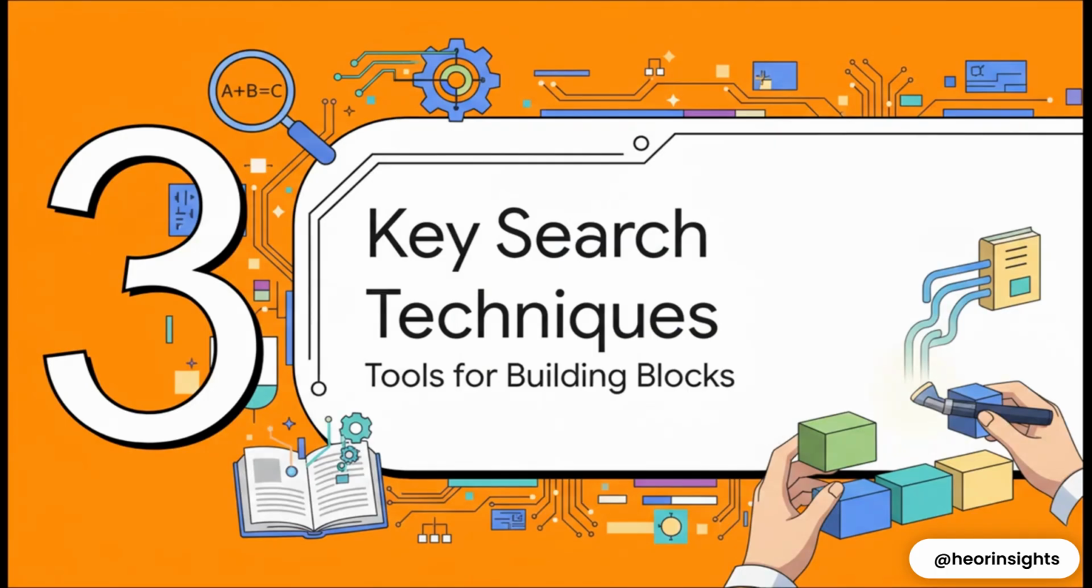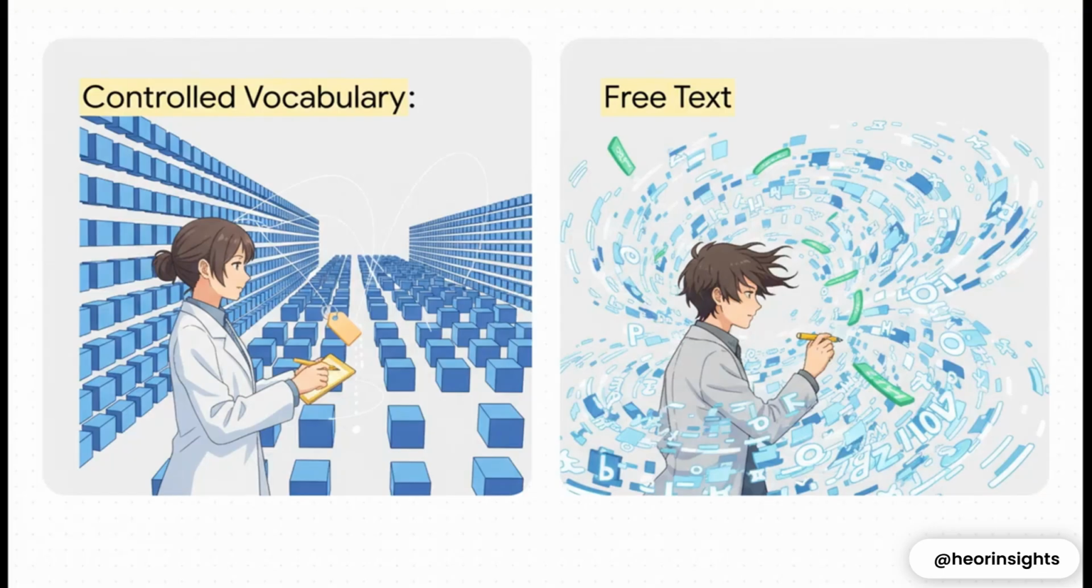In this section, we'll get into the specific techniques you'll use to construct a search that's both comprehensive and efficient. For a search to truly be comprehensive, each concept block has to combine two types of terms. First, controlled vocabulary, like MeSH in Medline, which are standardized tags. And second, free text keywords. Using both is absolutely critical, because an indexer might not have tagged a new article yet, or authors might just use different words. A good search has to capture both scenarios.